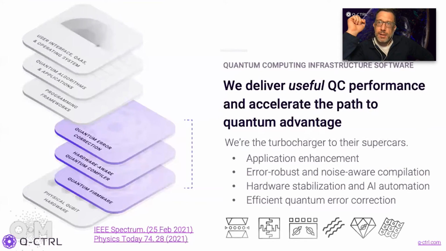Our focus today is a little bit different than the other companies you've heard from, but it's complementary. We build infrastructure software with the aim of delivering useful performance and accelerating the path to quantum advantage. If you like these analogies, we're like the turbocharger to the supercars that are built by all of the different companies that you've heard from today. We build tools for application enhancement, that is hardware optimized application modules. We build tools for error robustness and noise aware compilation. We build tools for hardware stabilization and AI automation.